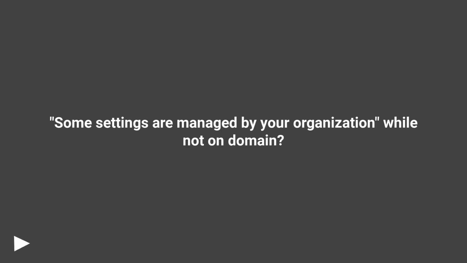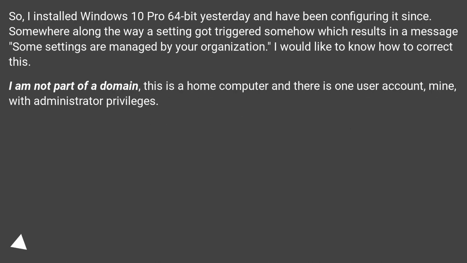Some settings are managed by your organization while not on a domain. I installed Windows 10 Pro 64-bit yesterday and have been configuring it since. Somewhere along the way a setting got triggered somehow, which results in a message: some settings are managed by your organization. I would like to know how to correct this. I am not part of a domain. This is a home computer and there is one user account, mine, with administrator privileges.